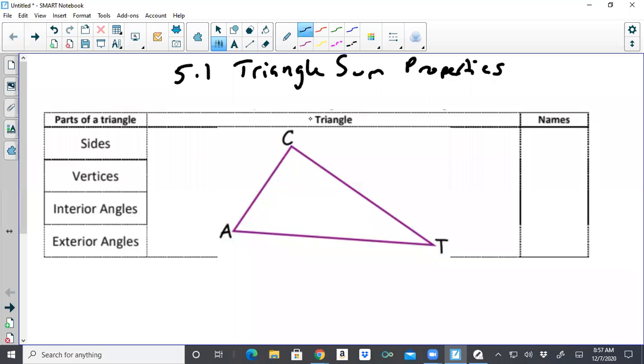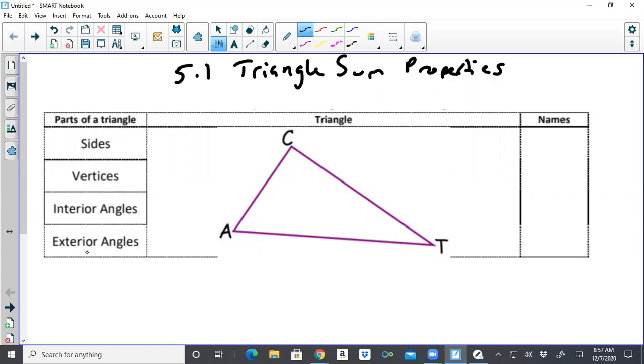So this is section 5.1. This is triangle sum properties. This is from the worksheet that you will find on Google Classroom. What you can see right here is that we have a bunch of different parts of a triangle that we can kind of identify. We have sides of a triangle, we have vertices of a triangle, we have interior angles, and we have exterior angles.